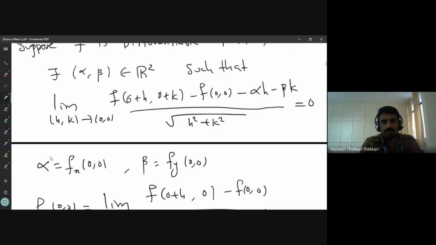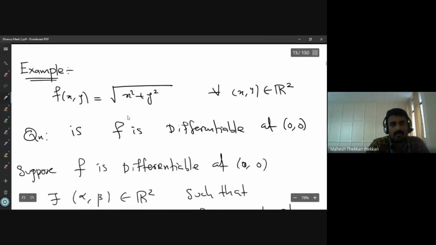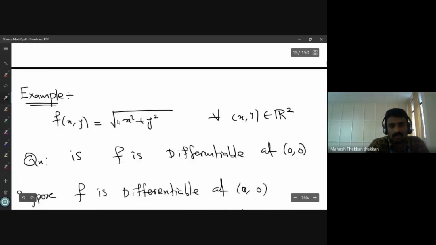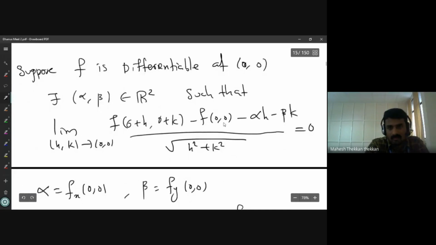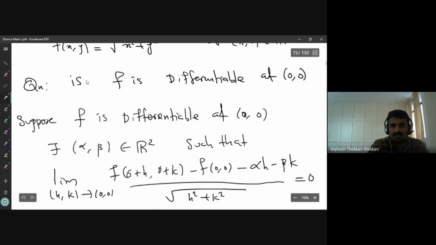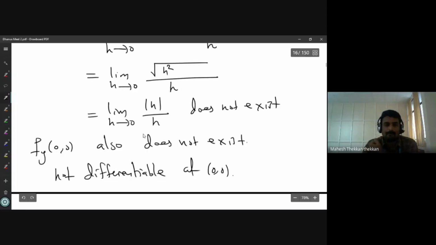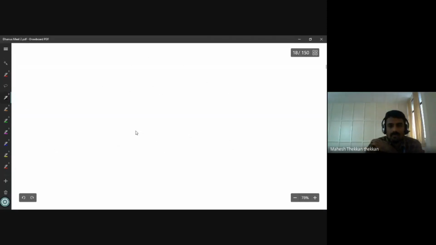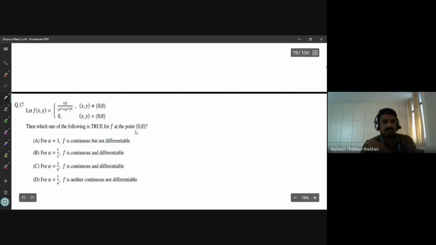Okay. Now this is the one example. So the only thing we need to worry about is this alpha and beta. For finding the derivative, this alpha has to be the fx at 0, 0 and beta has to be fy at 0, 0. So whatever the question comes, your alpha has to be the partial derivative at that point with respect to x, and beta has to be the partial derivative with respect to y at that point. So in this case, the partial derivative does not exist, so f is not differentiable. Okay. So now we will go for previous questions.